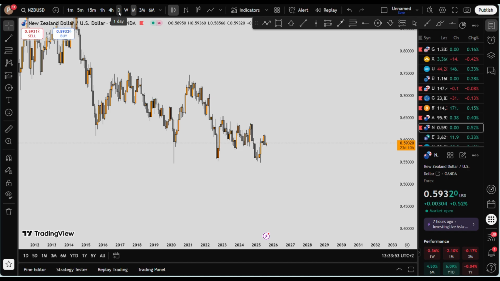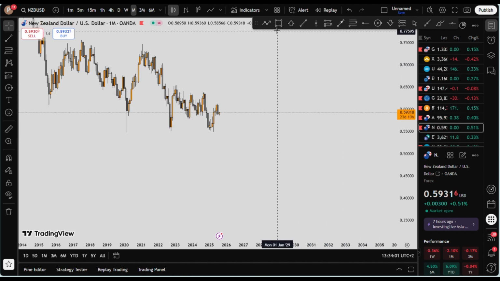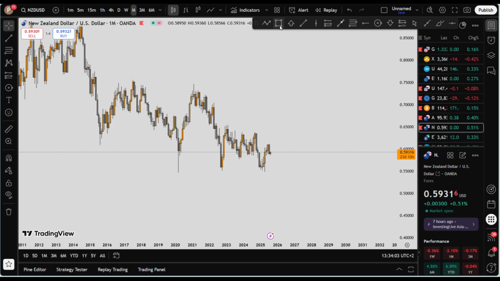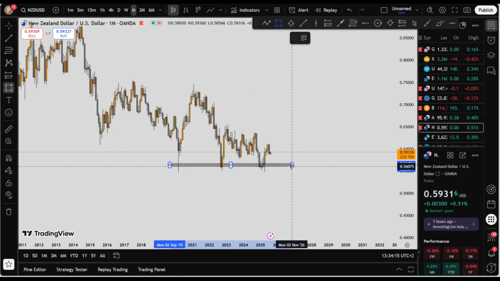So we need to know where the market is going, where price is going, right? So what I usually do is I mark out my support and resistance levels. These are very important, and especially on the higher time frames, they are respected a lot. Let me go ahead and mark out these zones for you guys.